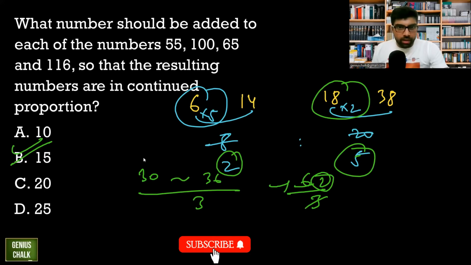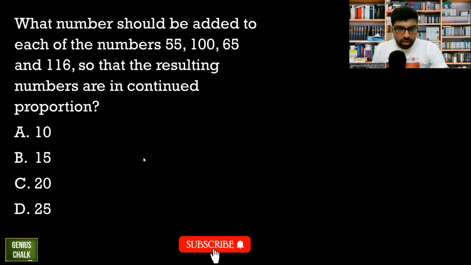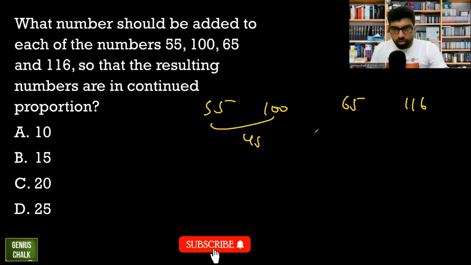What number should be added again? So let's find it. 55, 100, 65, 116. The difference is 45. Here it's 16. What is the ratio? 15 and 3, 17 is 51. So now a bit of work is to be done. It's 45 and it's 116.